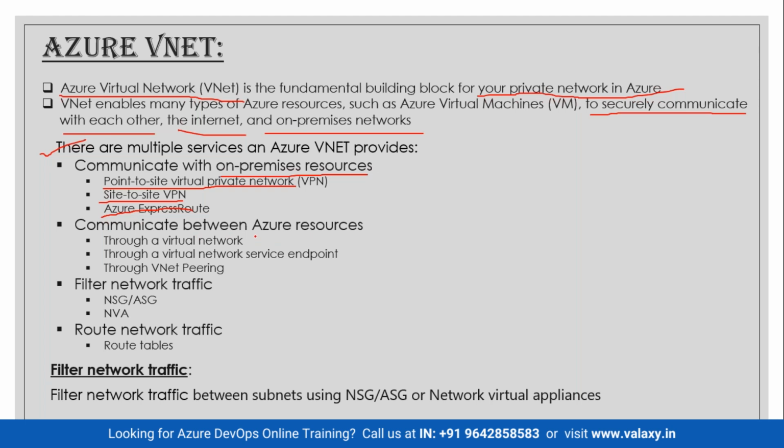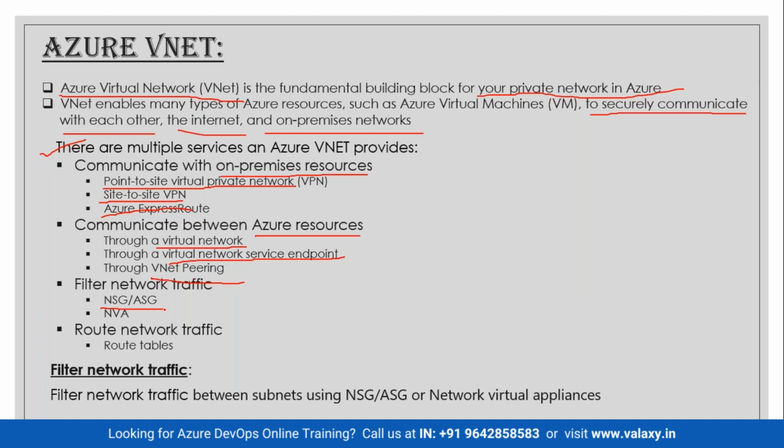If you want to communicate between Azure resources, there are options like connecting through a virtual network. Virtual network service endpoints, we all know what a service endpoint is now. Remember yesterday we spoke about the storage account and the VM, and how we can enable file share using a private endpoint. So this is a service endpoint. VNet peering: if there are two virtual networks and you want to enable communication between them, we have VNet peering as well.